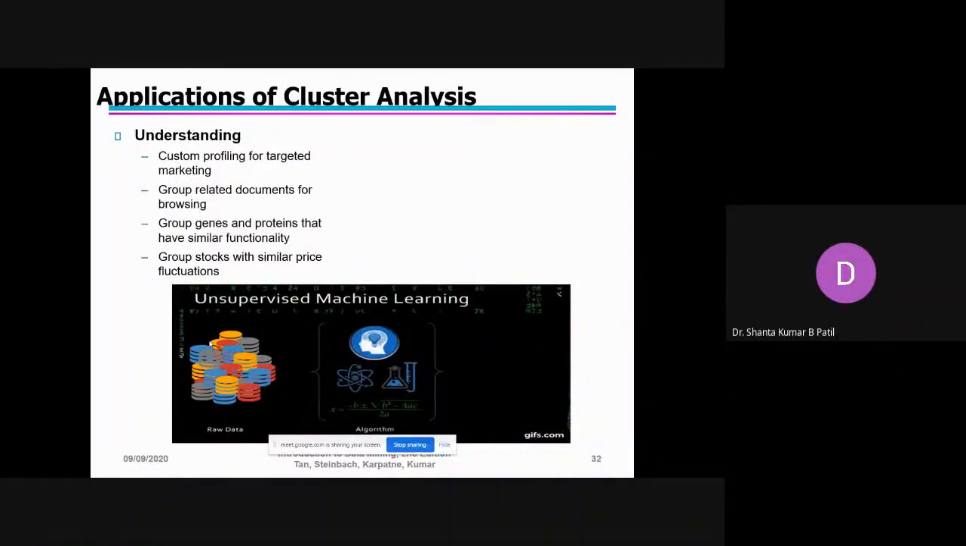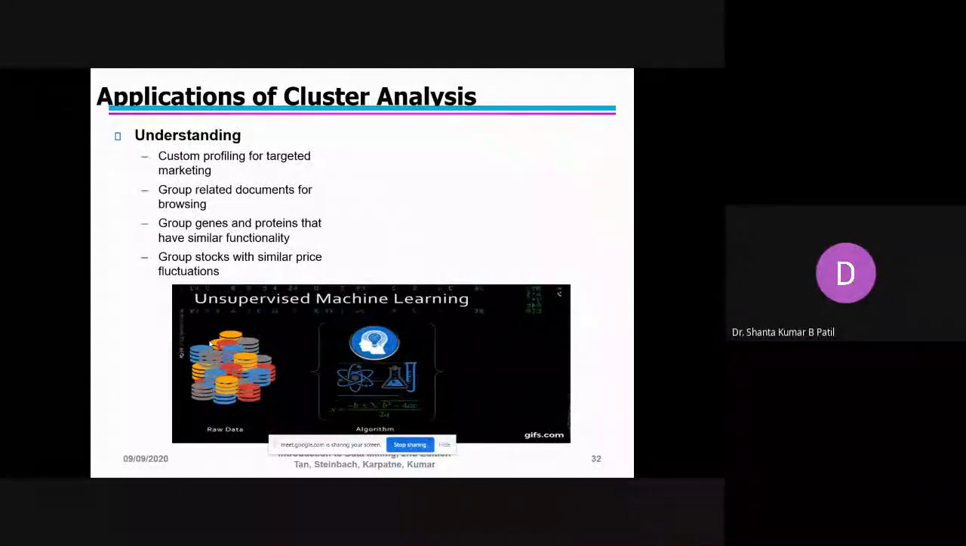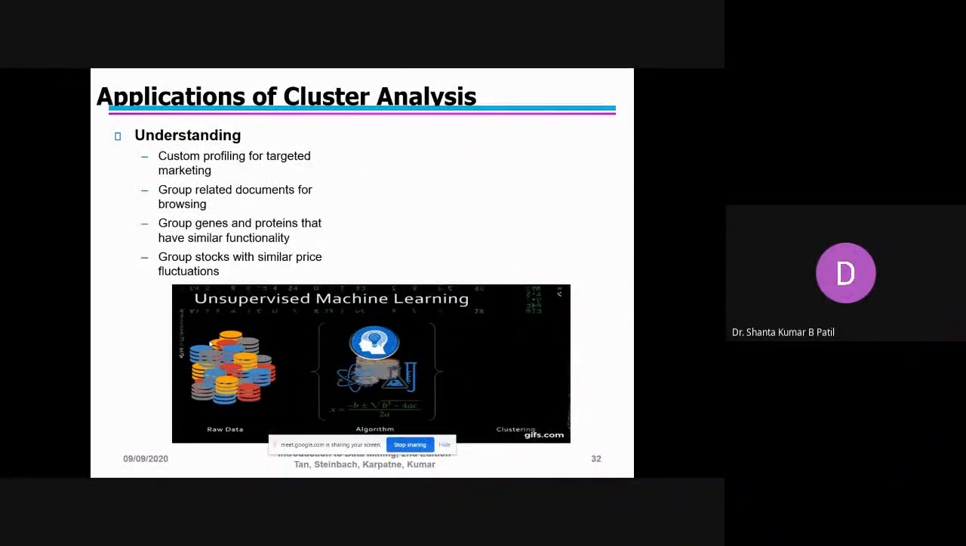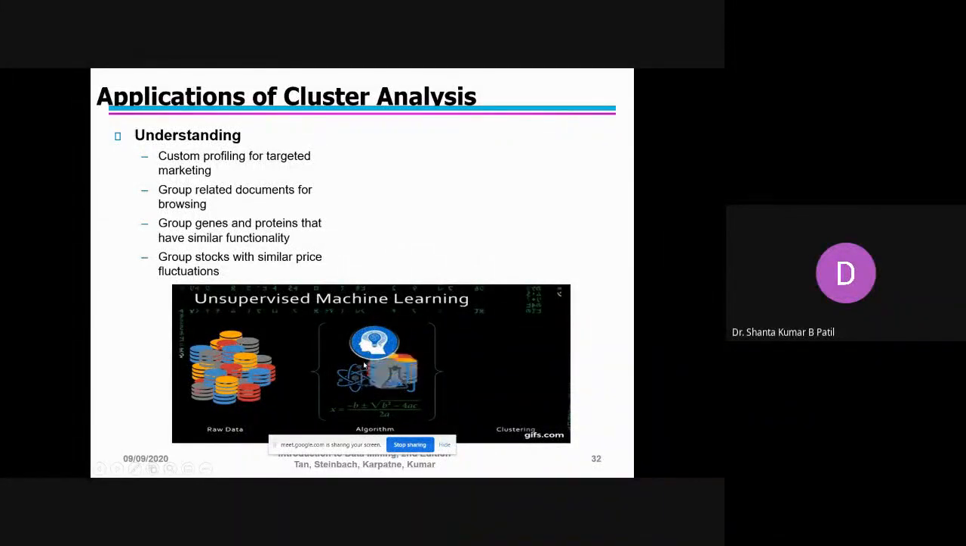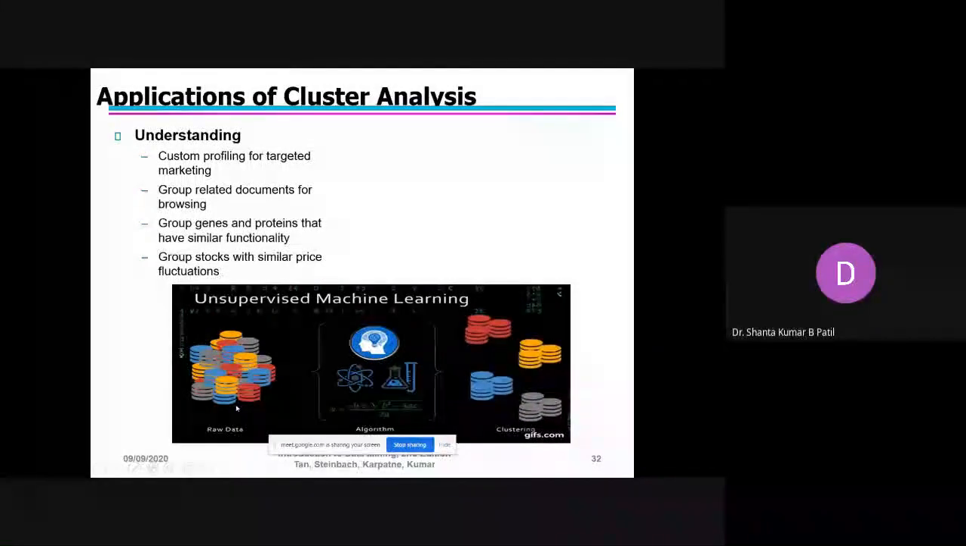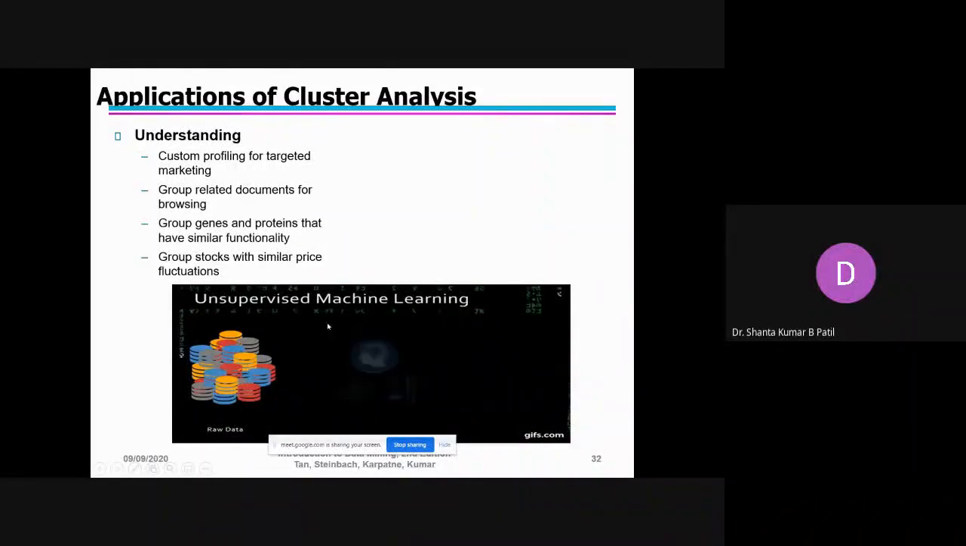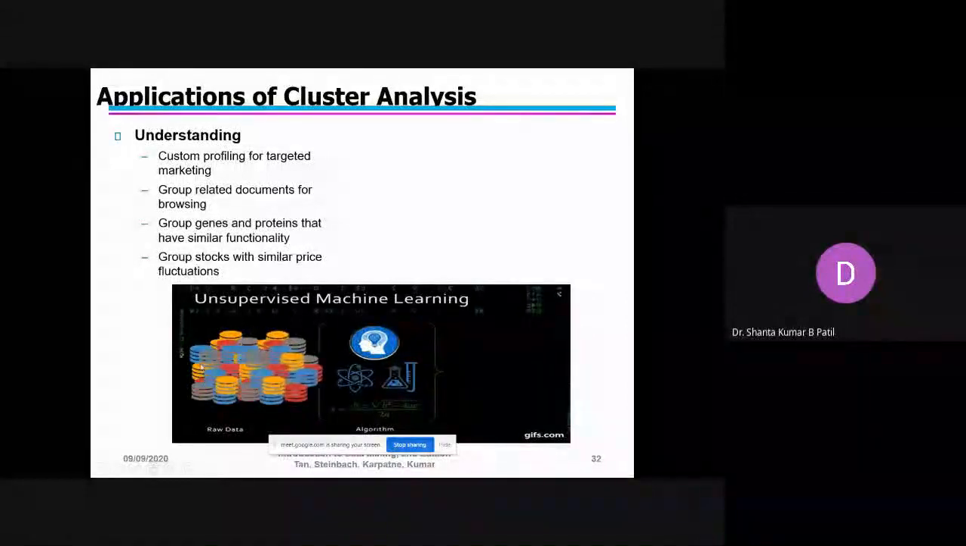Application of the cluster analysis: understanding customer profile for targeted marketing. This is again content beyond the syllabus. You can see how the data mining tool works. So it is mixed. This is the data warehouse. When the cluster tool analyzes this type of data warehouse, it segregates the databases, or you can call them data marts.